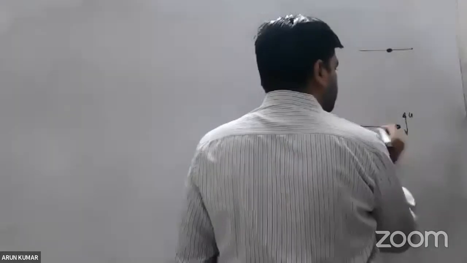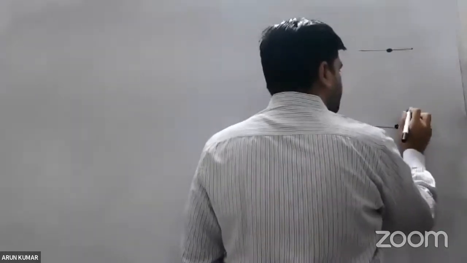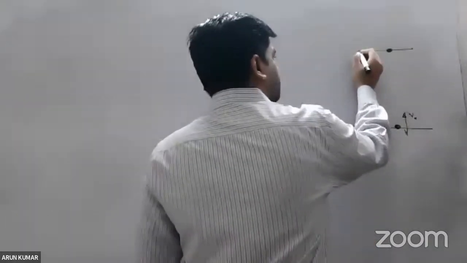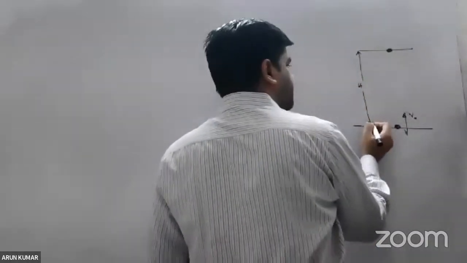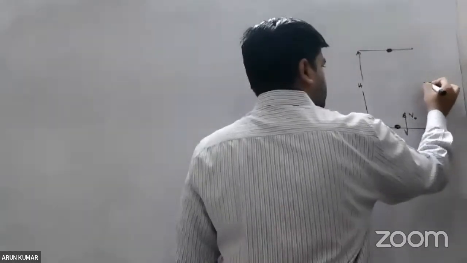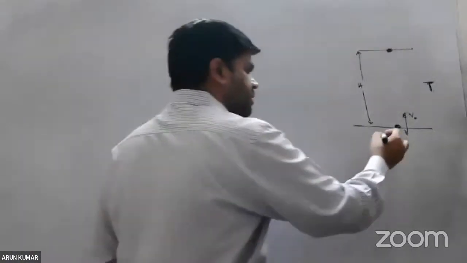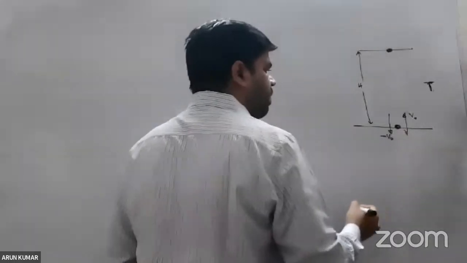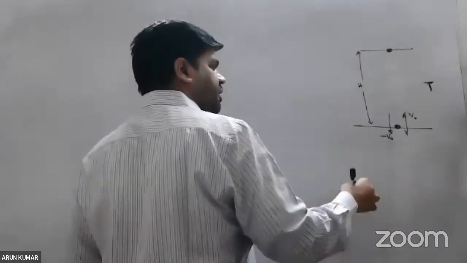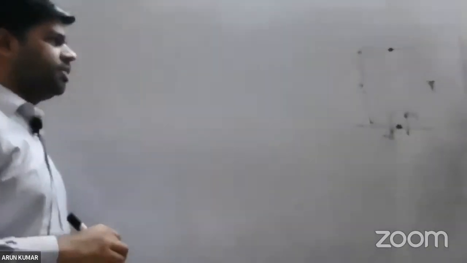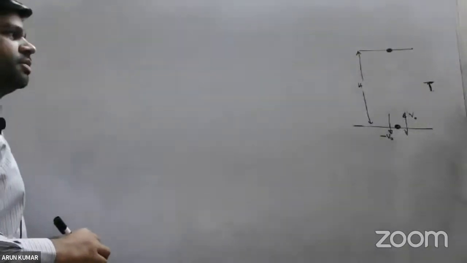Upward with v naught, because I'm using v naught every time. Maximum height reached is h. Time of flight is t. I have to find h and t. And also the velocity with which it hits the ground, which is minus v naught, and also distance and displacement. So first is h.